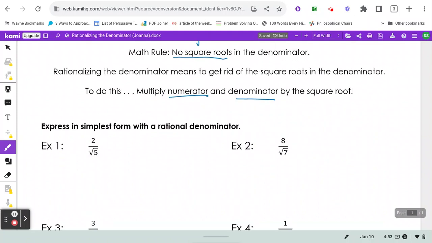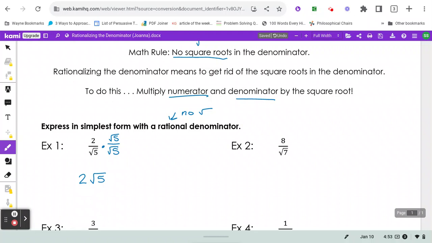The directions say express in simplest form with a rational denominator. Rational means no square root. Example 1, 2 over square root of 5. So we're going to multiply by the square root at the bottom and at the top, numerator and denominator. What you end up with in the numerator is the 2 and the square root of 5 cannot actually multiply together because they're not like terms. So you just leave them sitting next to each other like this.